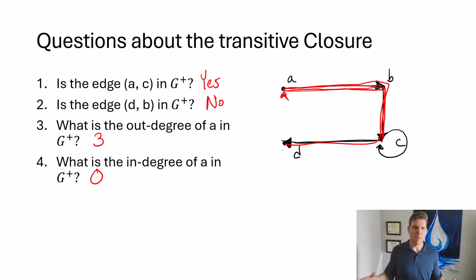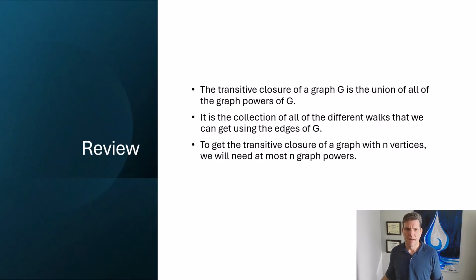So just understanding what transitive closure is allows us to answer some questions about particular vertices and particular edges that might be inside of that transitive closure. So some things to remember. The transitive closure of a graph G is the union of all the graph powers of G. It's the collection of all of the different walks that we can get using the edges of G. So to get the transitive closure of a graph with n vertices, we'll need at most n graph powers.